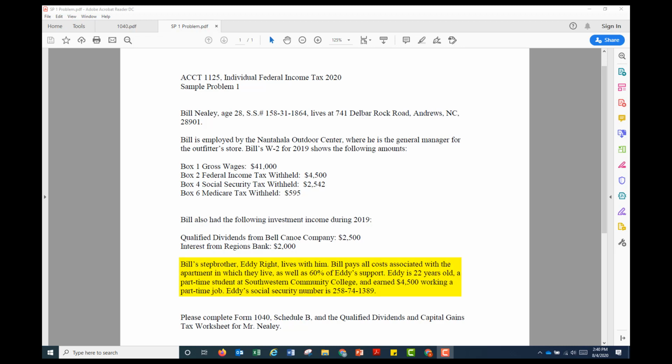Bill's stepbrother Eddie lives with him. Bill pays all costs associated with the apartment in which they live, as well as 60% of Eddie's support.